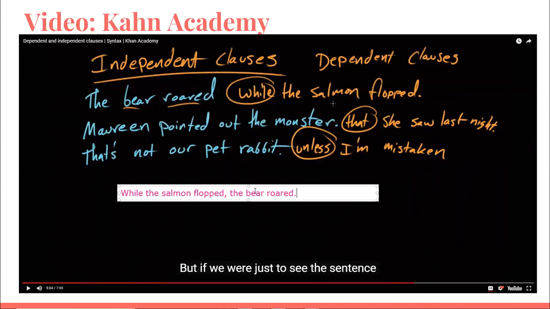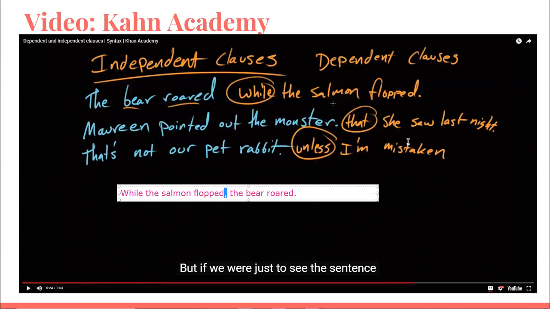All right, so what to realize is this. This right here, the bear roared, is still the independent clause, the complete thought. While the salmon flopped, because of the word while, we need to know more. What's going on while the salmon flopped? Okay, you can flip them around. If you do this, please note this little piece right there, the comma. The dependent clause that starts a sentence needs to have a comma after it.